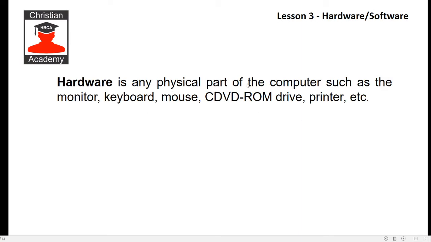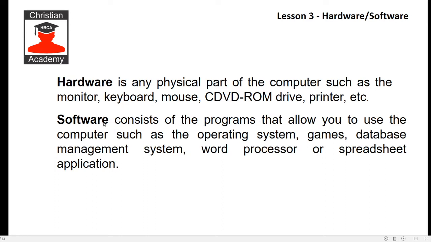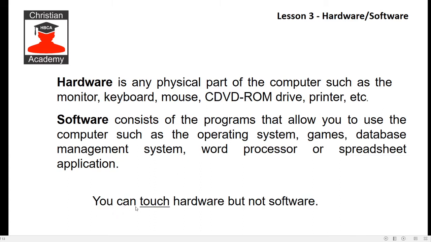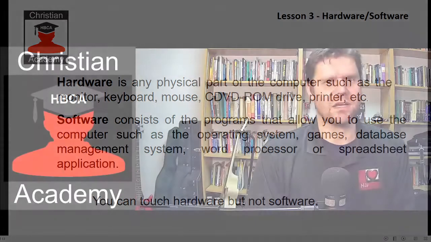So hardware is any physical part of the computer, such as a monitor, keyboard, mouse, CD or DVD drive, or printer, or anything else. Anything that you can touch, basically. Software consists of programs that allow you to use the computer, such as the operating system, games, that a lot of people love, and then database management software, word processing, spreadsheets, applications, etc. So you can touch hardware, but you cannot touch software. You can't touch the physical software.